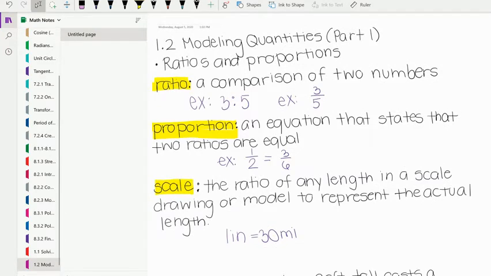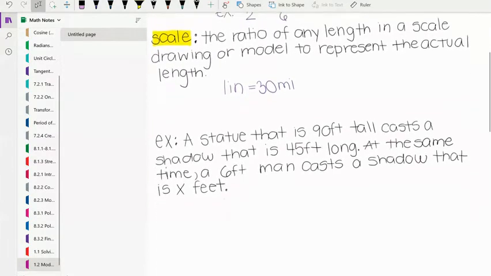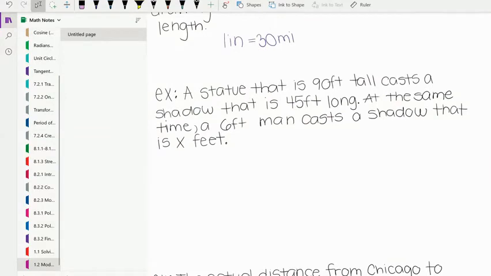Now what we're going to do is look at a couple problems using these. Just keep in mind, scale is really the same thing as a ratio. A scale is just a type of ratio that we use. The first problem we have is a statue that is 90 feet tall casts a shadow that is 45 feet long. At the same time, a 6-foot man casts a shadow that is x feet. So we know that they both are in relation with each other, and we're trying to figure out how long the shadow is that the man casts.